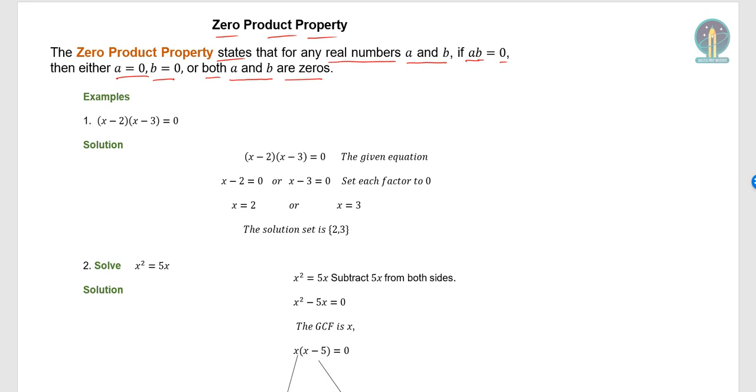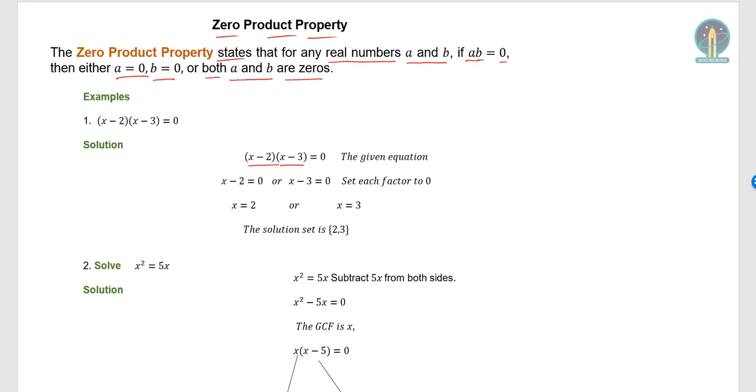Let's see how this can be useful in solving certain algebraic expressions. Here's an example. We have (x minus 2) times (x minus 3) equals 0. If we apply the zero product property here, we can say that either x minus 2 by itself is equal to 0, or x minus 3 is equal to 0, or both are equal to 0.